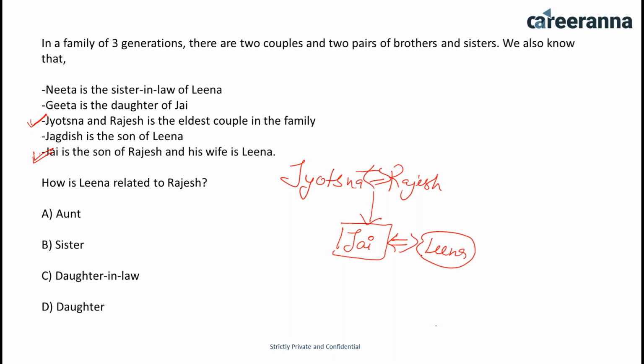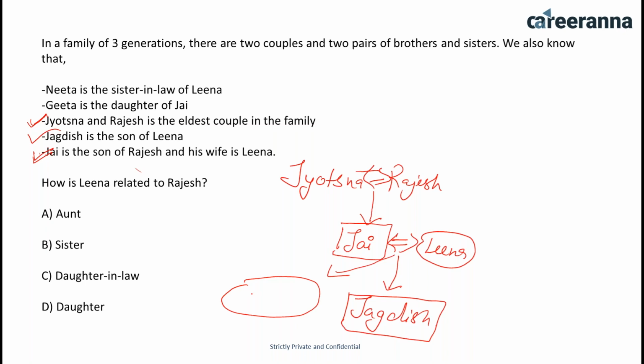Now you have to use Jay, Leena, Rajesh, and Jyotsna. In which statement are these used? If you see, Jagdish is the son of Leena. We already know who Leena is. She is the wife of Jay. So you can say that their son is going to be Jagdish, and he's a male member. Now this clue is already used. Now Geeta is the daughter of Jay, so again you know that he is Jay and her daughter is going to be Geeta. Okay, so you can say that Jagdish and Geeta are brother and sister. Now we already used the last one. Now you have to go for the first clue.